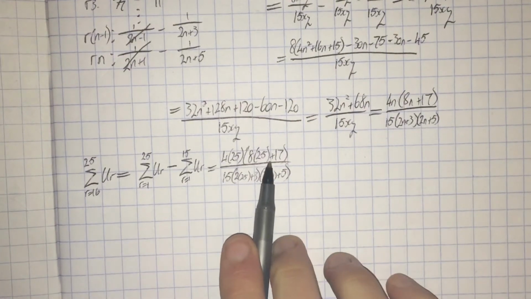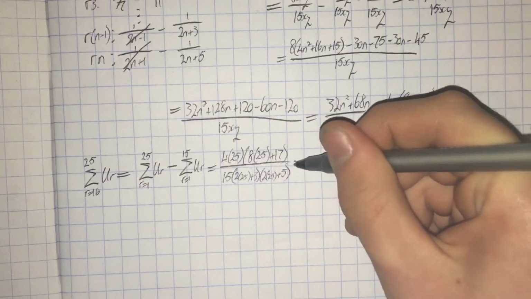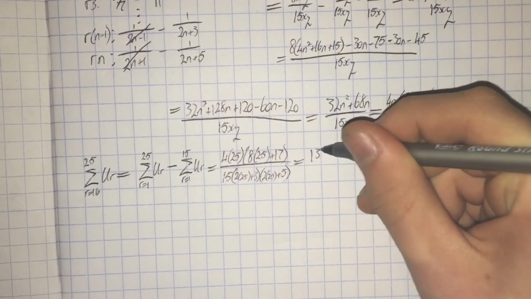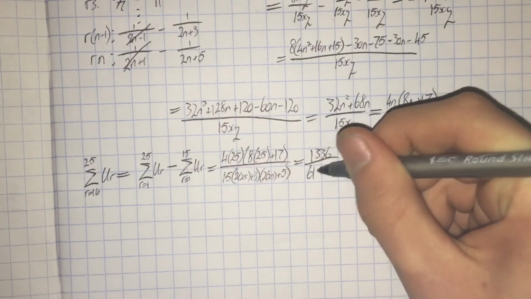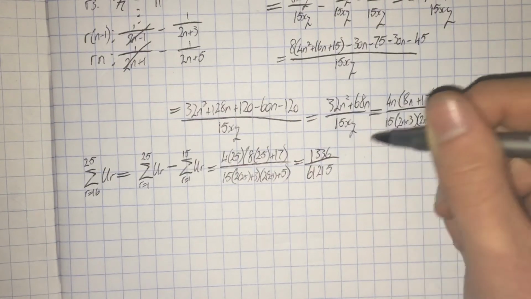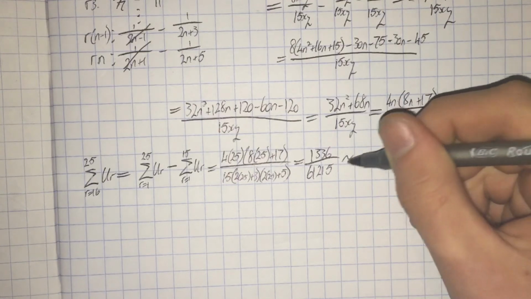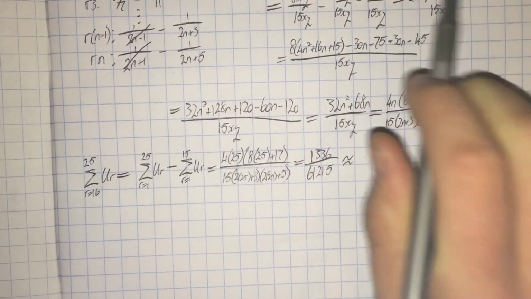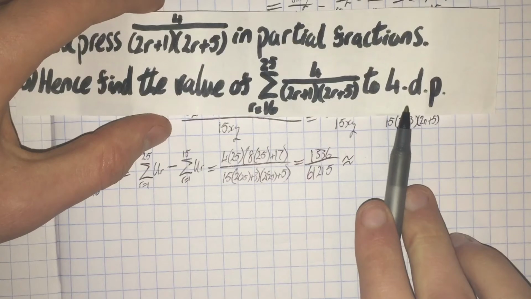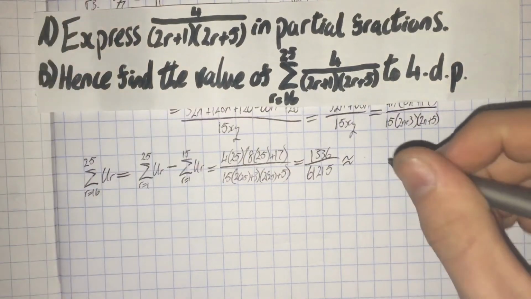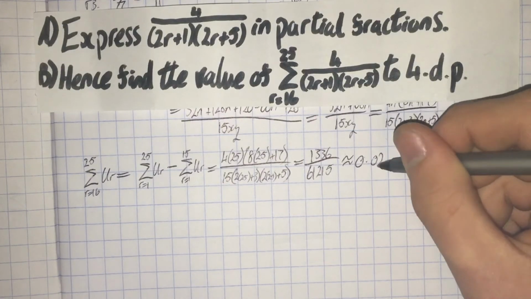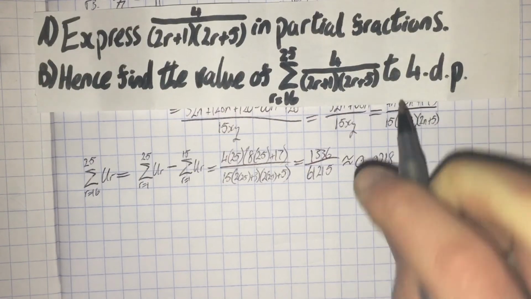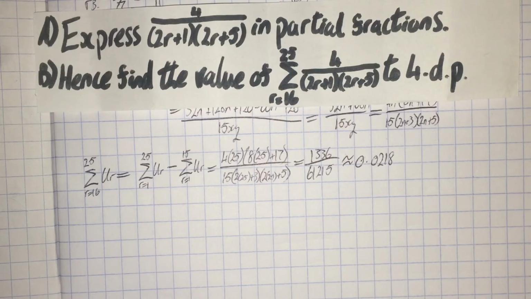And when you simplify this down, you shall get 1336 over 61215. And this roughly equals, because we're going to 4 decimal places, if you remember, 0.0218. And that is method of differences.